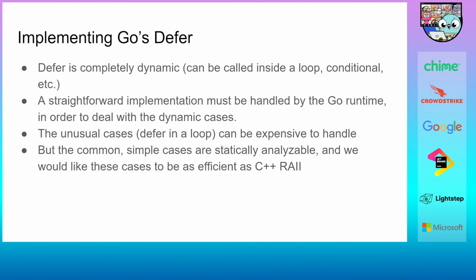But the common simple cases of defer are fully analyzable by the compiler, and we would like to make these cases as efficient as C++ RAII. And in fact, that was our goal with the optimization in Go 1.14.